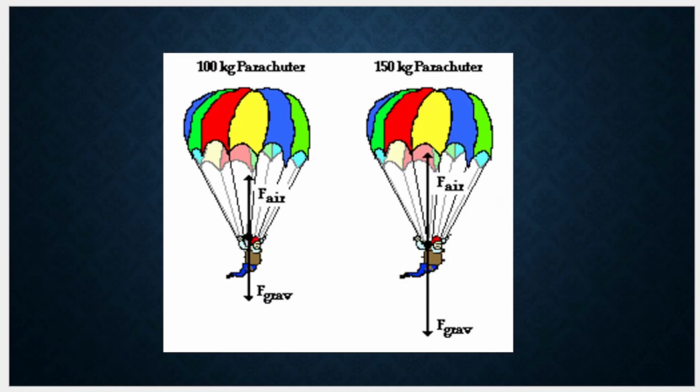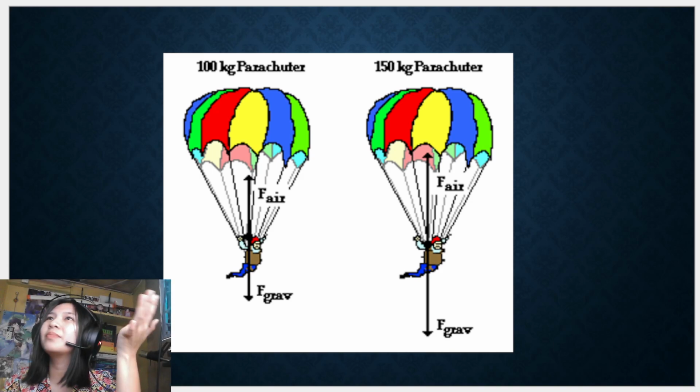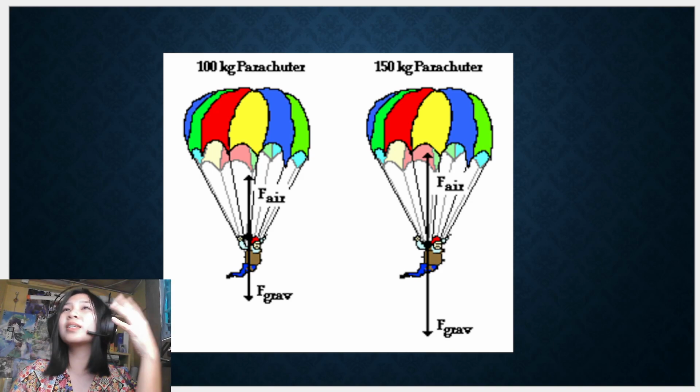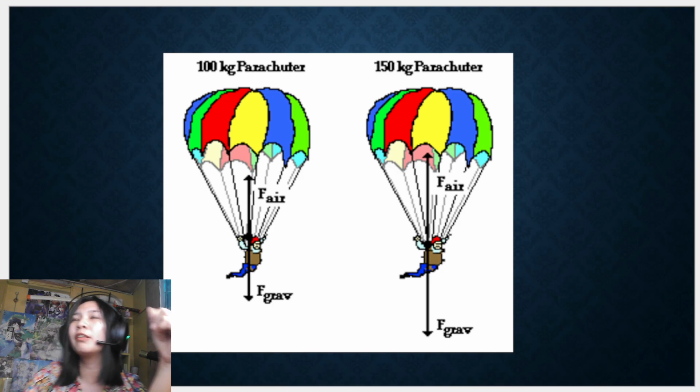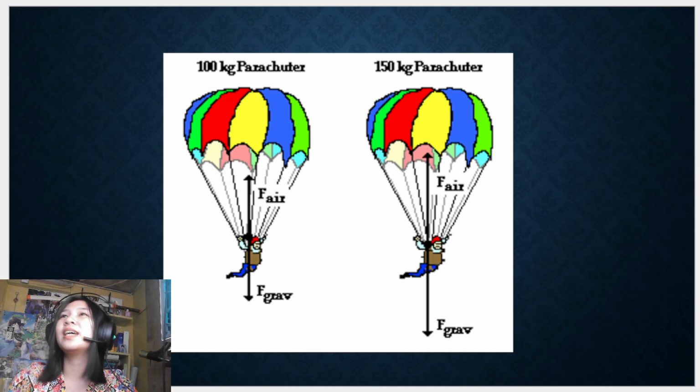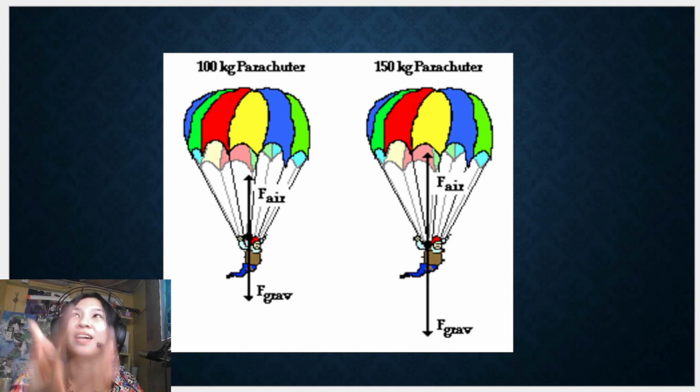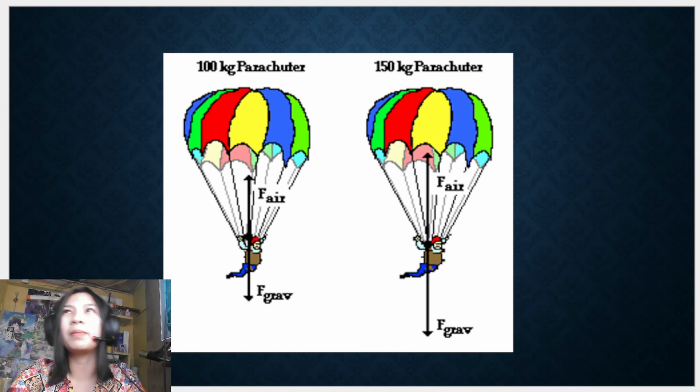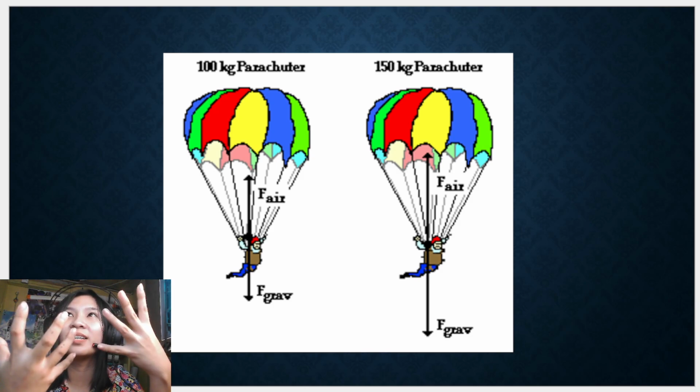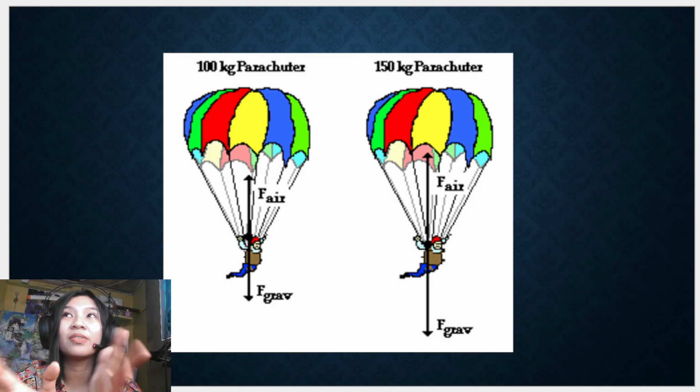Now, ma'am, I don't understand this point. It's actually a proof that the more massive the object is, the faster it lands. Where here is the proof of that, ma'am? Okay, what is it? The bigger or the more massive the object is.